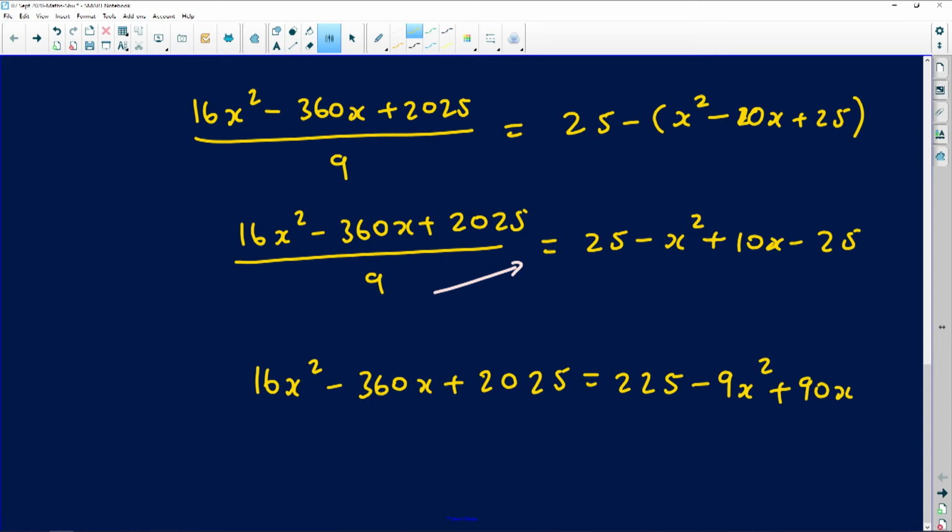There's another 225 again. When you're multiplying the 9 times the 25, it does give you minus 225 again, which you could have cancelled a long time ago because this and that are identical, they just simply cancel each other out.